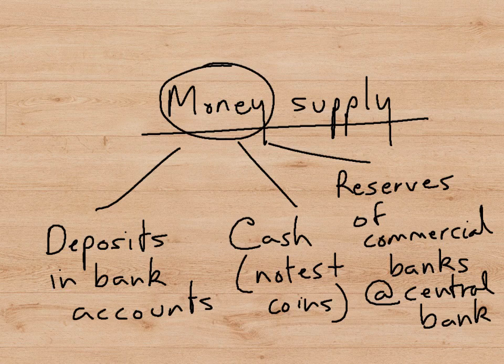So this is money that belongs to the commercial banks, and it is deposited at the Bank of England. So this is also a part of what we call money supply. So there are three parts to money: deposits, cash, and reserves of commercial banks at the central bank.